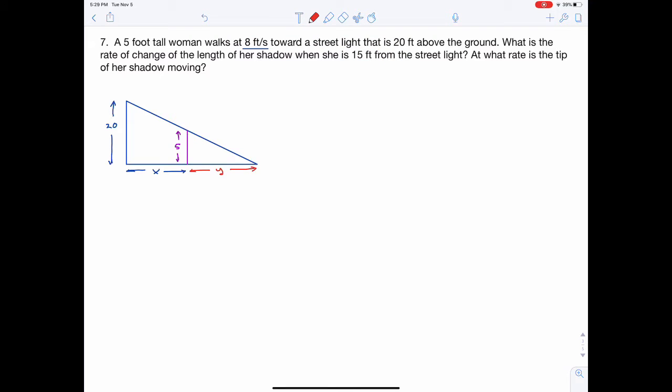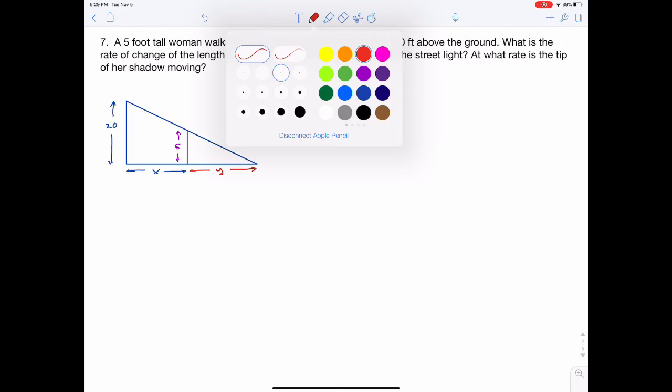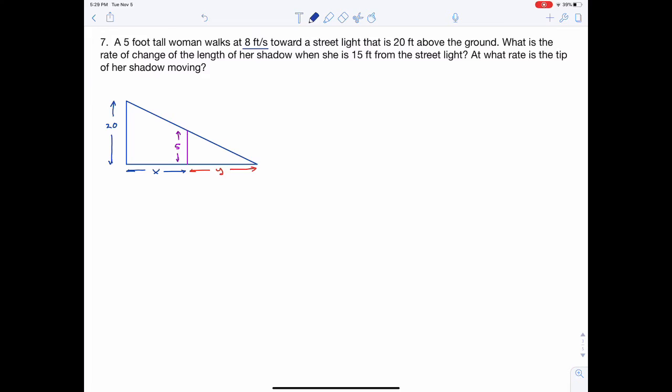Y. Okay? So we are told that she is walking towards the lamppost or the street light, which means we are looking at the change in X, because that change in X is getting smaller. So we get dx/dt equals -8 feet per second.